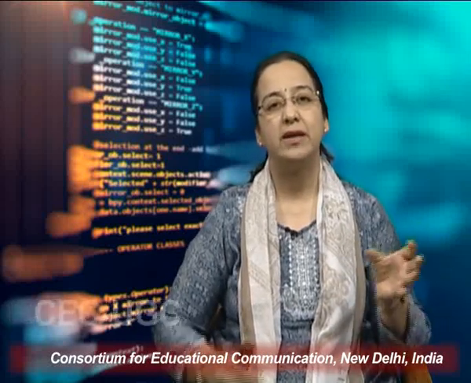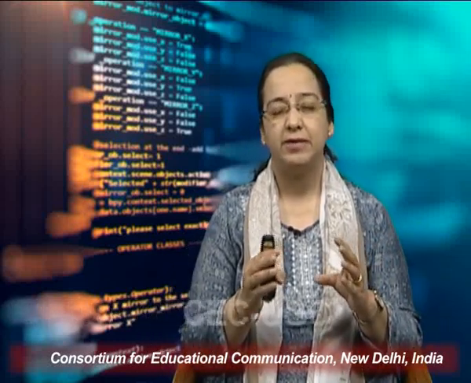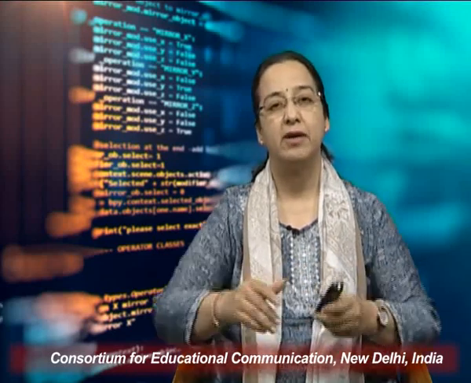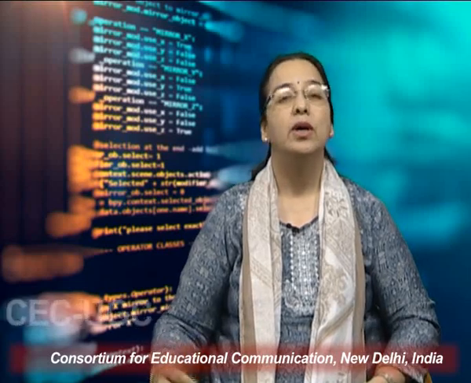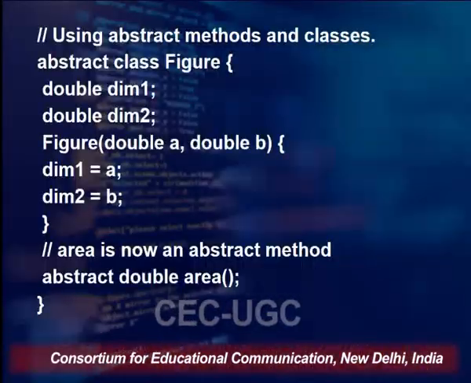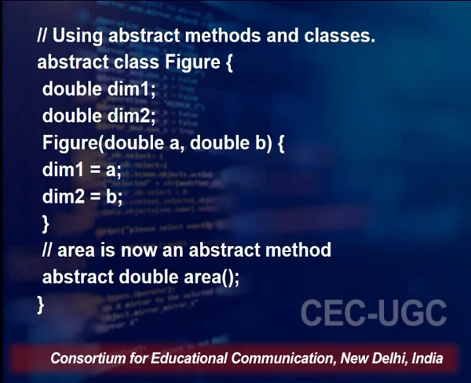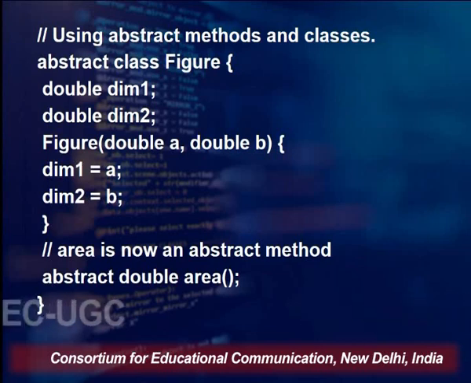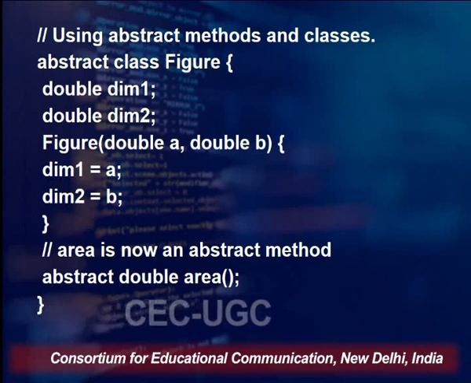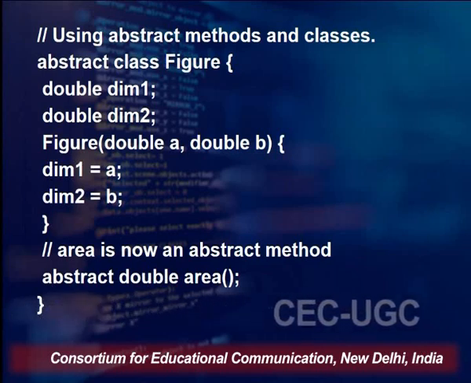Now we have seen the concept of the abstract class and abstract method, and in the previous lecture we have seen the program of runtime polymorphism of the class Figure, which is extended by the two classes. So in the next program we are going to combine these two concepts, and here it is. Basically we are using abstract methods and classes along with the dynamic method dispatch.